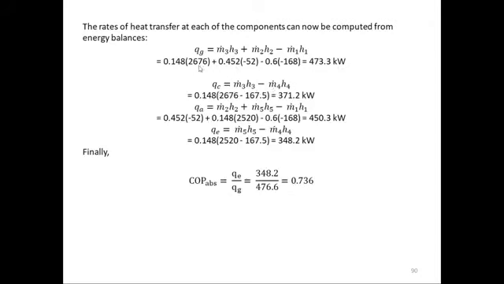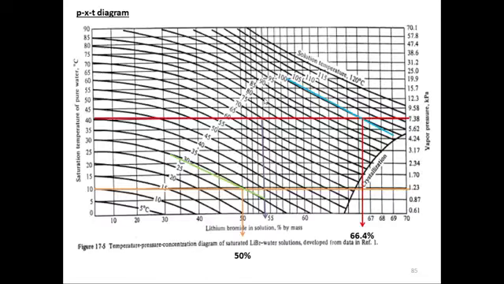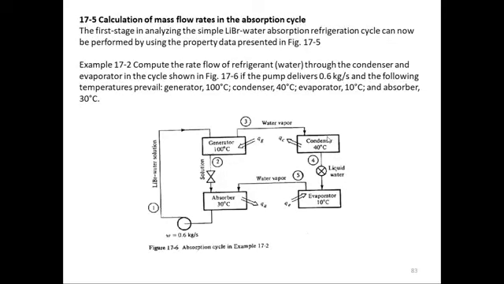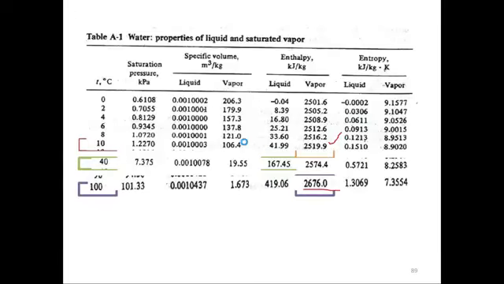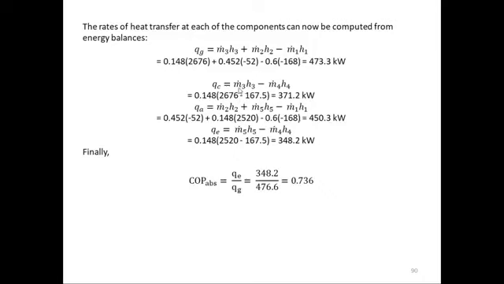Similarly QC, a similar energy balance. In the condenser, m dot 3 H3 is coming in, and m dot 4 H4 is leaving, and QC is also leaving. So QC plus m dot 4 H4 should be equal to m dot 3 H3. Whatever energy is entering should be equal to whatever energy is leaving that component. So we can find out QC, substitute all the values, and you will get 371.2 kilowatt.